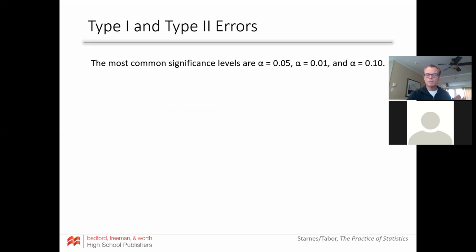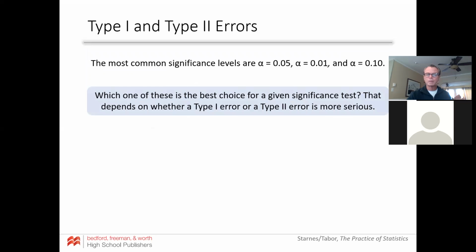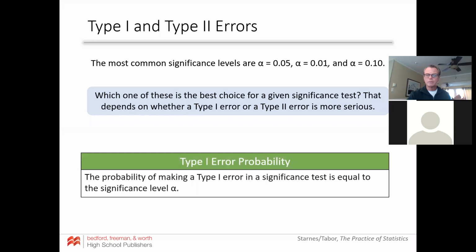So we talked about this. This lends itself to, well, how do you pick the alpha level if you're not given the alpha level to begin with? Like, how do you make a decision? And that goes in terms of you weighing what's more serious in context, a type 1 or type 2 error. So the probability of a type 1 error is the alpha level.